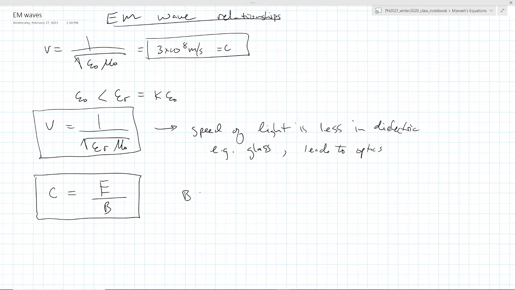And the qualitative thing to take away from this is just that when you look at the magnetic field, notice that it looks like E over C. In other words, you can think of this as that the magnetic response is a lot weaker than the electric response, by a factor of C.